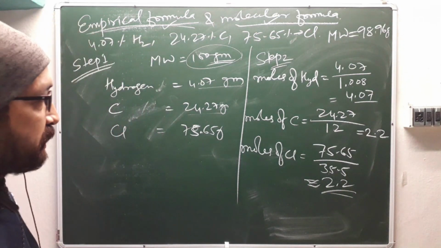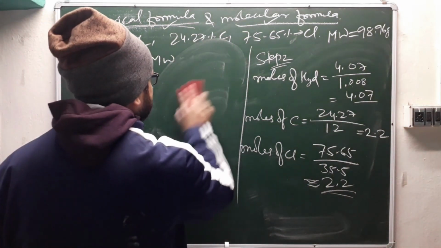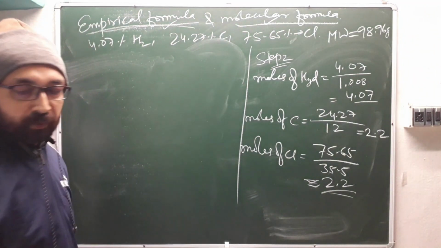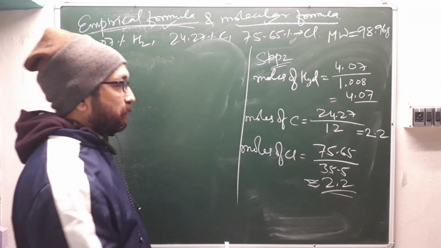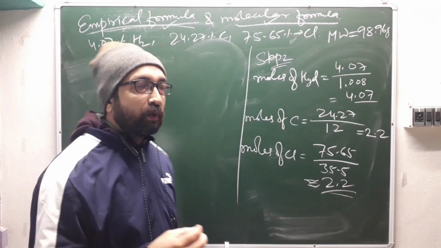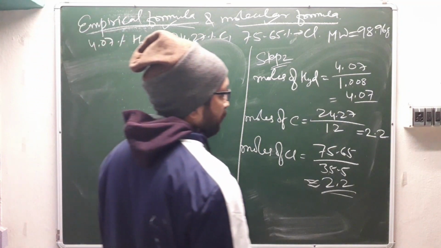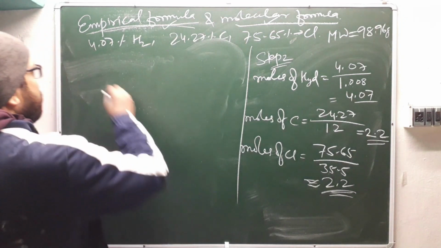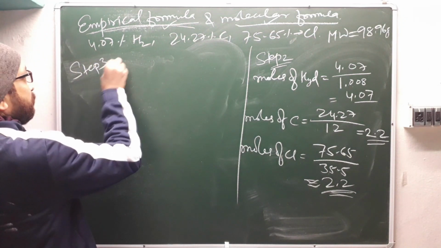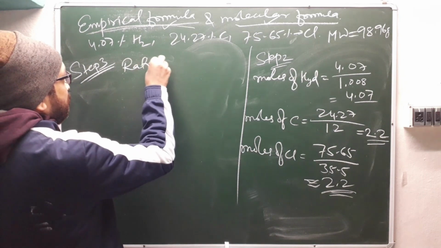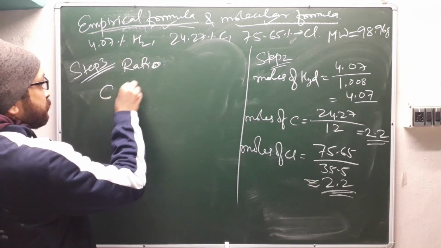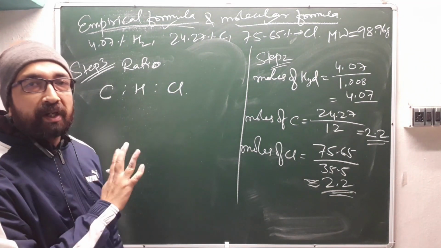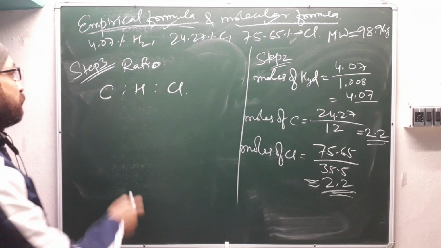In the next step, step 3, based on these moles, we are going to find the simplest whole number ratio. The minimum value is 2.2. So in step 3, we'll find the ratio of carbon to hydrogen to chlorine. Whatever ratio we get, that will be the empirical formula, right?